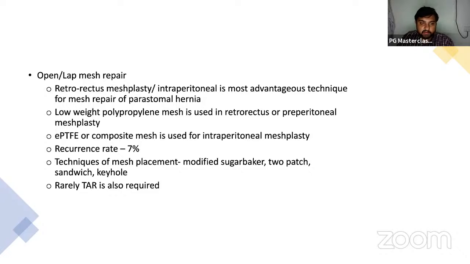Recurrence rate is 7%. The techniques for mesh placement in the retrorectus plane or intraperitoneally include modified Sugarbaker, two patch or modified sandwich technique, and keyhole technique. Rarely, transversus abdominis release is also required.